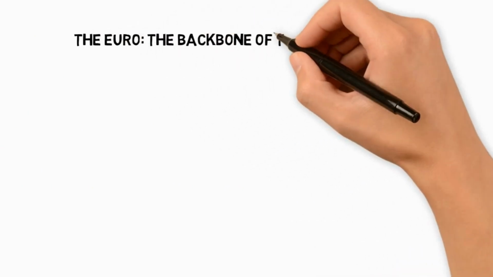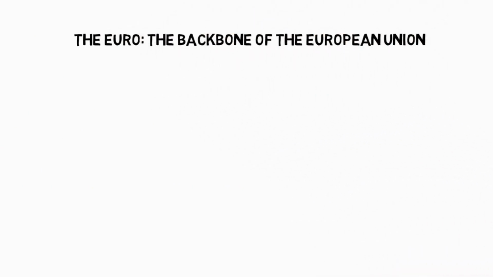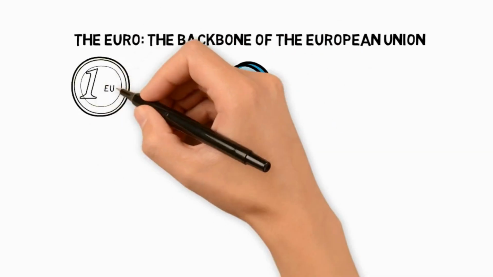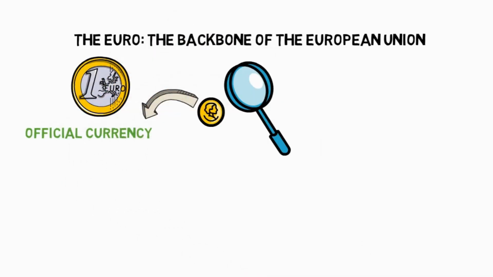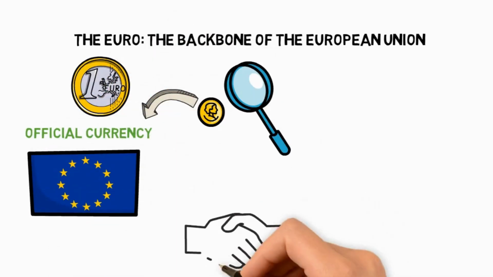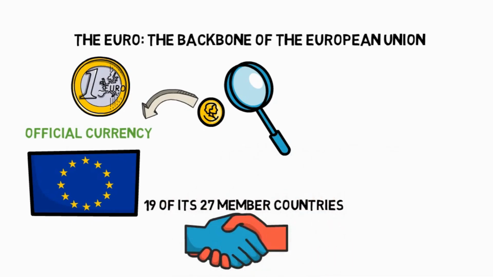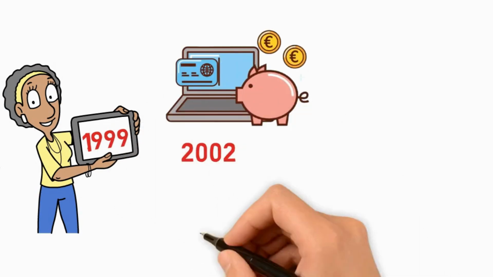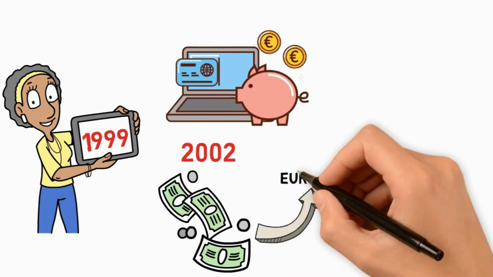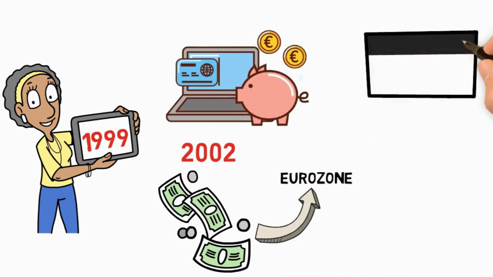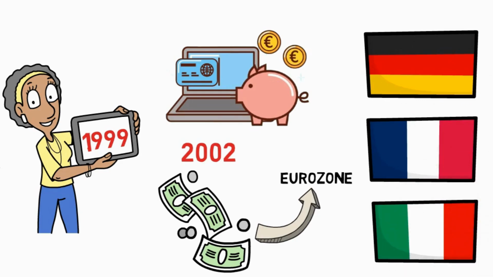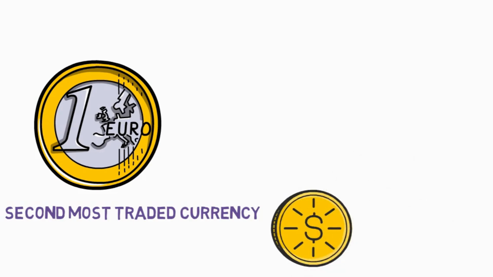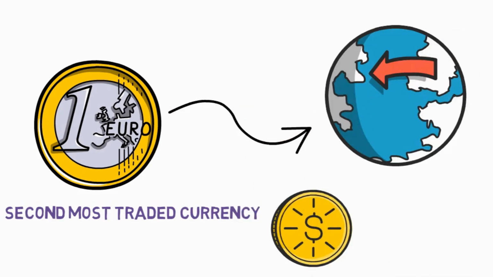The euro, the backbone of the European Union. What is the euro? The euro, EUR, is the official currency of the European Union, used by 19 of its 27 member countries. Introduced in 1999 as a virtual currency and in 2002 as physical cash, the Eurozone includes economic powerhouses like Germany, France, and Italy. As the second most traded currency after the US dollar, USD, the euro plays a central role in global finance.